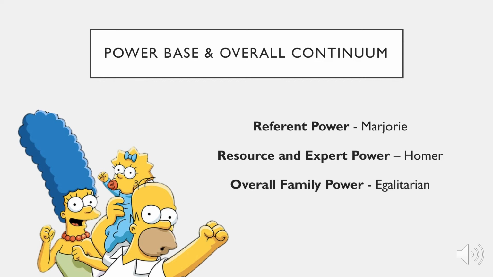Looking at power base within the family, both Homer and Marjorie are involved in making decisions about how resources and leisure time will be spent. Power roles are naturally assigned to each member as Marjorie and Homer carry out different functions in the home.